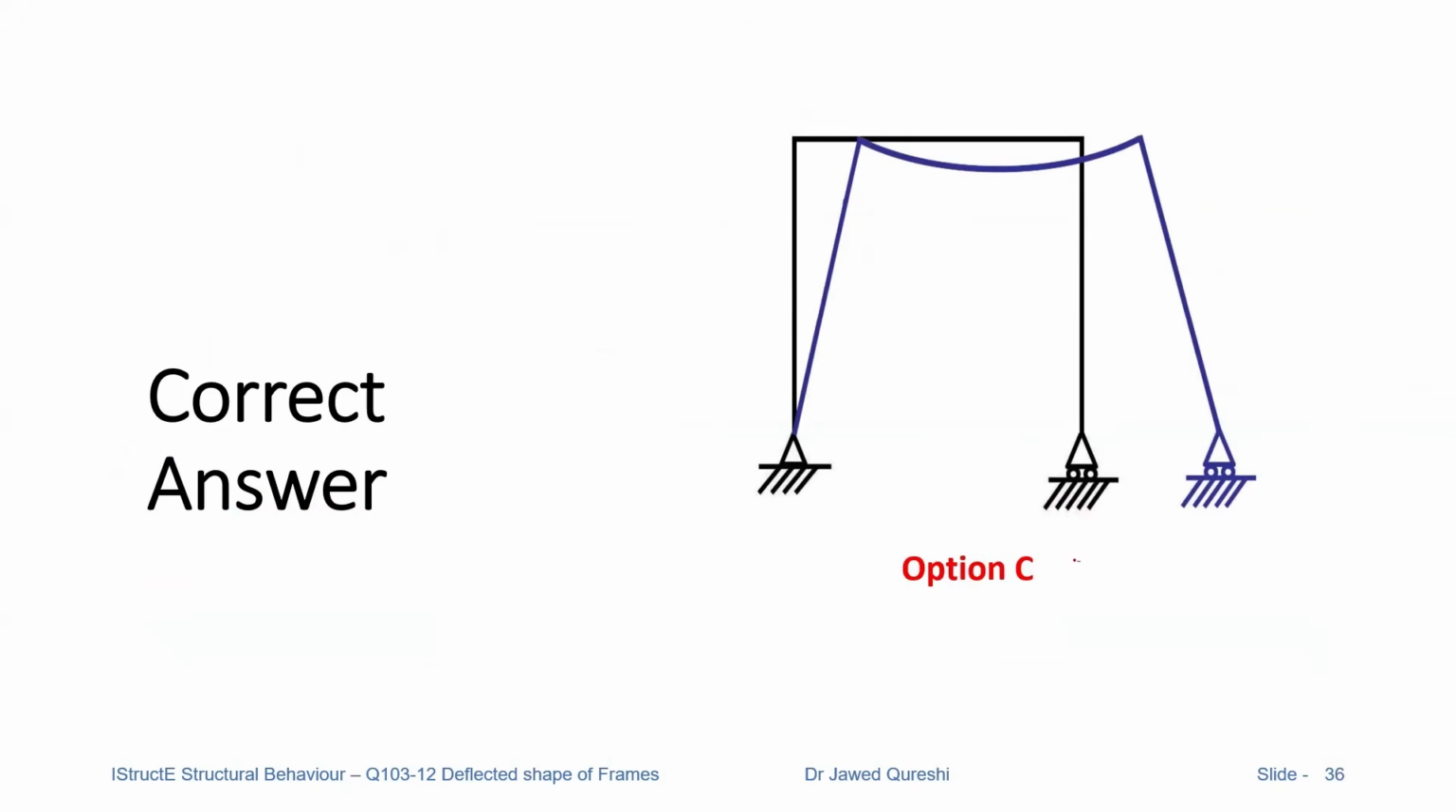The correct option is option C, where columns are not bending. Bending is only happening in beam.